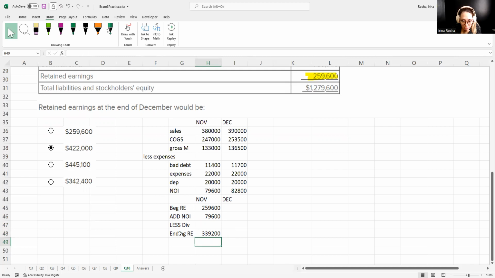What about December? If I ended with this, that's the beginning for December. So I add net operating income of December that we already have. We don't have dividends. This plus this minus dividends. That's the answer. So my ending retained earnings for December is 422,000, and that's it.